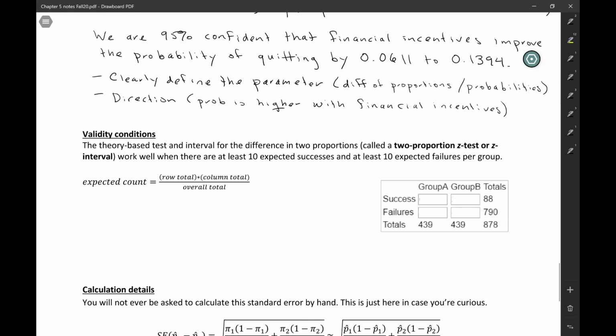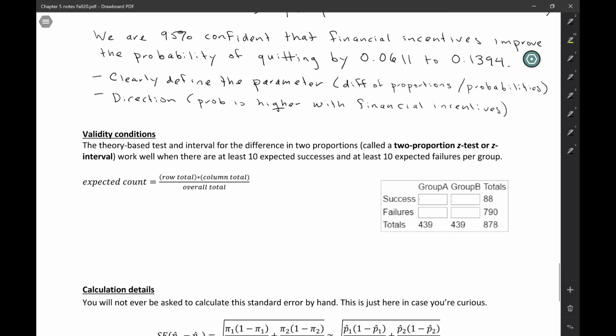And of course, if we're going to be doing a theory-based test, then we're going to need to have validity conditions. So this is a test for the difference in two proportions. We call that a two proportion z-test or a two proportion z-interval. And the validity conditions say that this test will work well when there are at least 10 expected successes and at least 10 expected failures per group. So this rule should sound familiar. It's very similar to what we've done earlier when we had categorical data, although the formula for the expected count is new in this chapter.